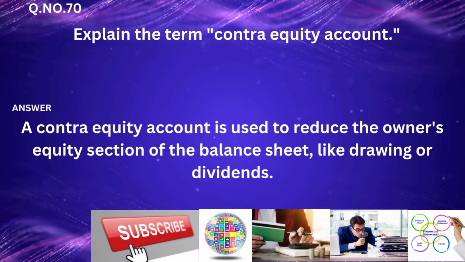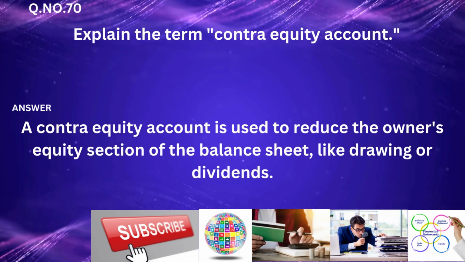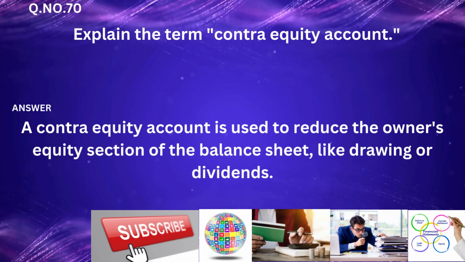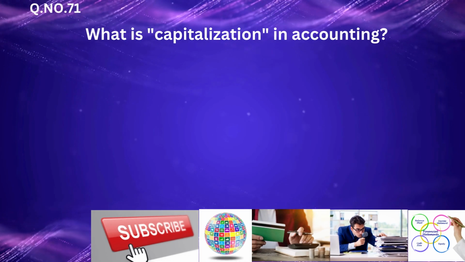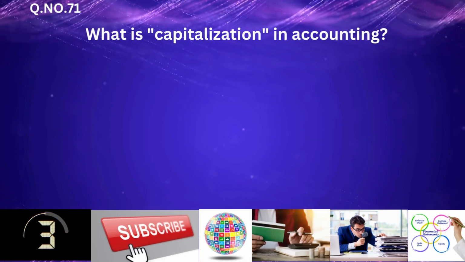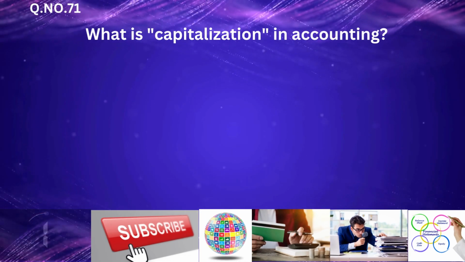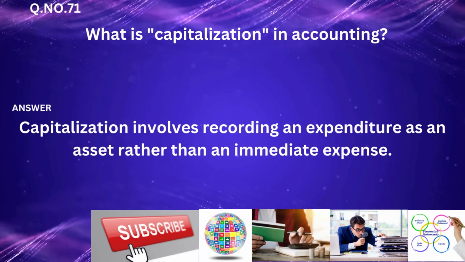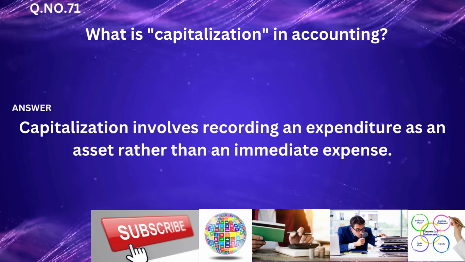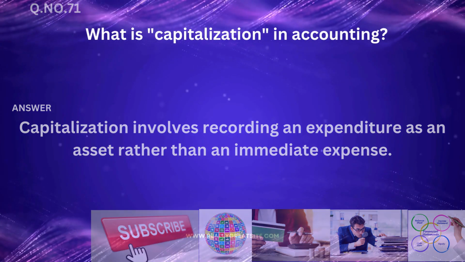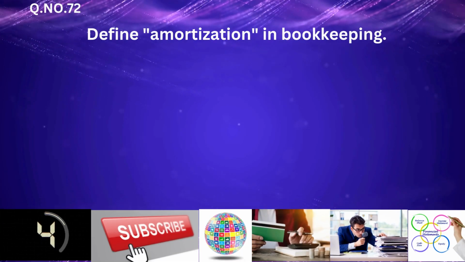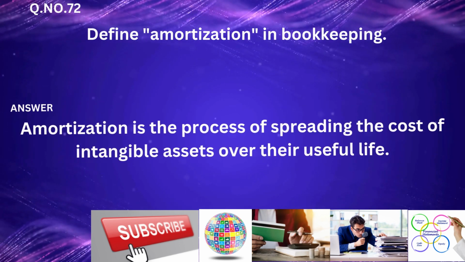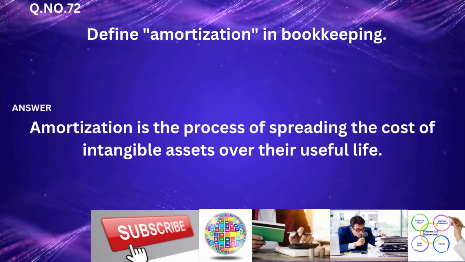Question 78. What is a book value per share? Answer: book value per share is the equity attributable to each outstanding share of common stock. Question 79. What is internal control in accounting? Answer: internal control refers to the policies and procedures used to safeguard a company's assets and ensure accuracy in financial reporting. Question 80. Define bank overdraft in bookkeeping.